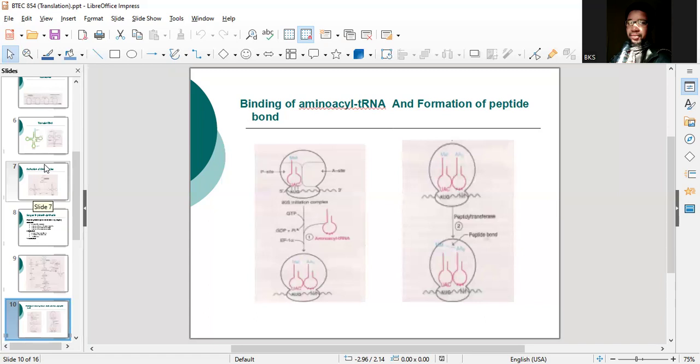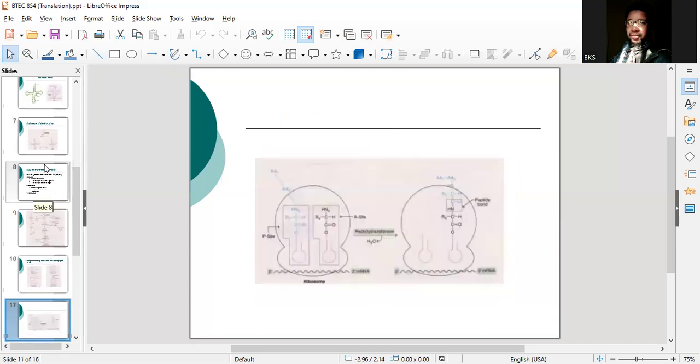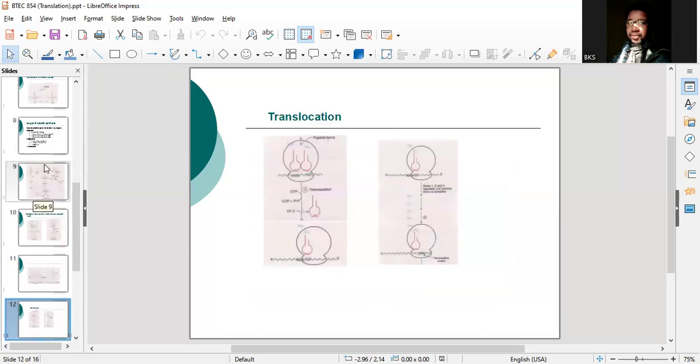And once the peptide bond is formed, you can see that the first transfer RNA that was involved in assembling the 80S initiation complex will now be empty. So the next thing is we have translocation. Translocation simply involves the movement of this ribosomal subunit, the initiation complex, the 80S initiation complex.